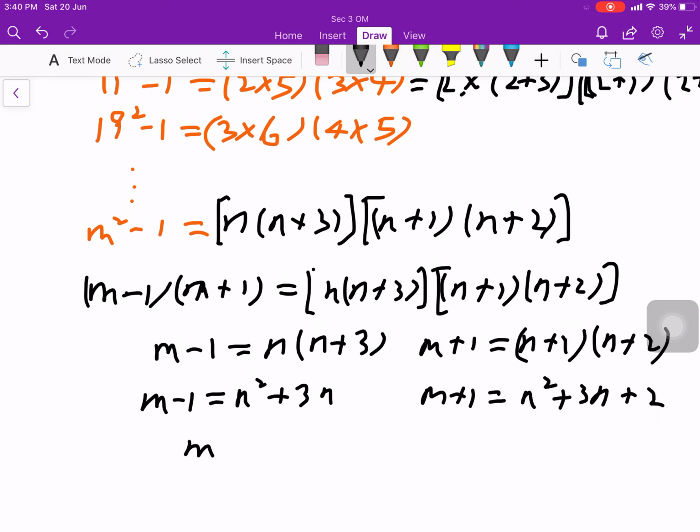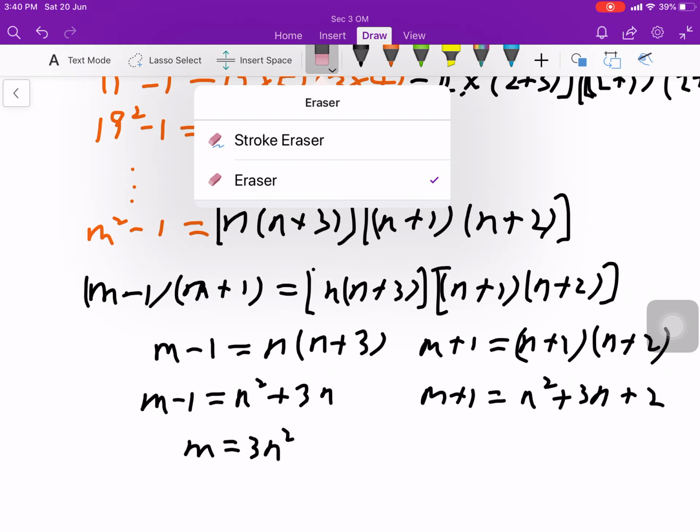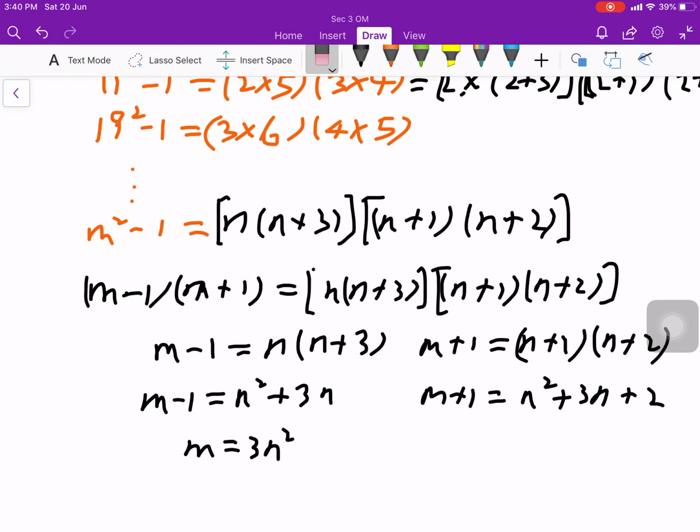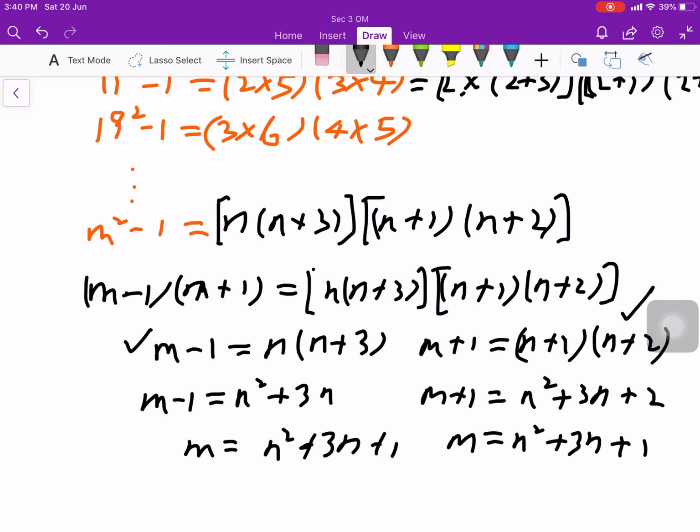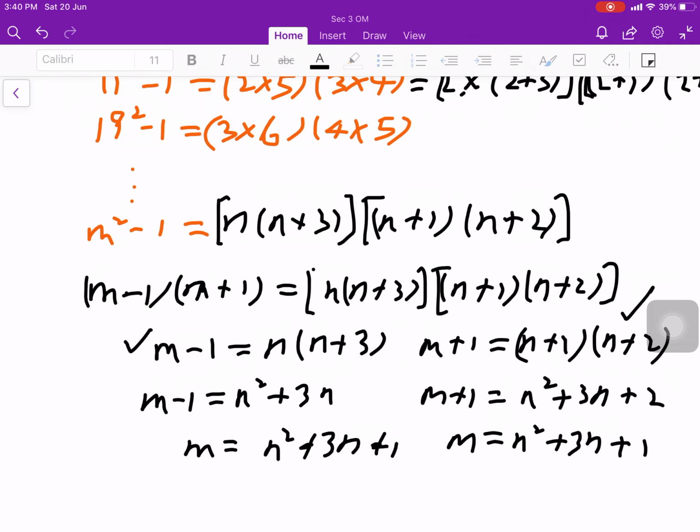Therefore, in this case, m would be just, sorry, I wrote it wrongly. m would be just n squared plus 3n plus 1. And that will give you n squared plus 3n plus 1. Therefore, the choice here is actually correct. Alright. Okay, class, can you see that?